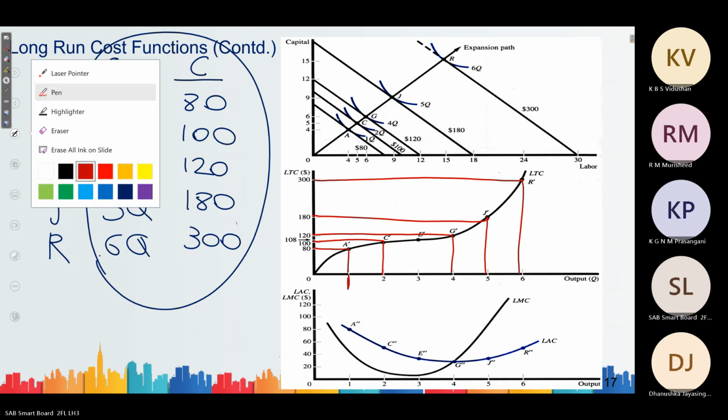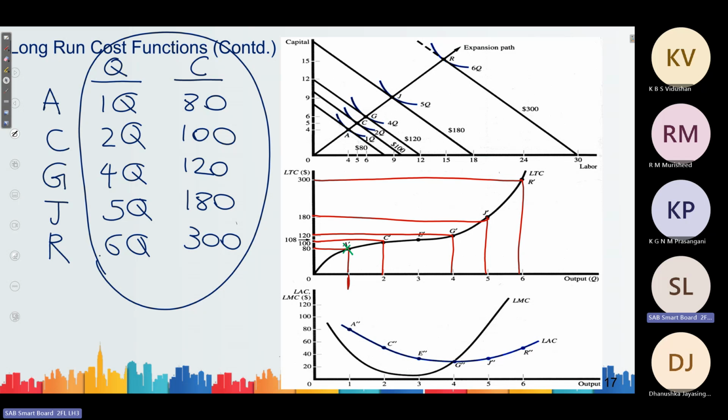Now, we can combine these points. We identify 1, 2, 3, 4, 5 points. And after identifying these coordinate points, we can join them using a line. And this line is the total cost in the long run, the long run total cost curve. This is the long run total cost curve.